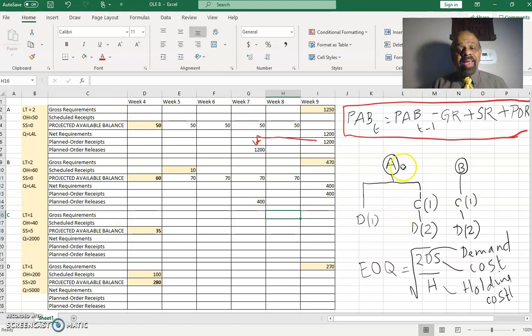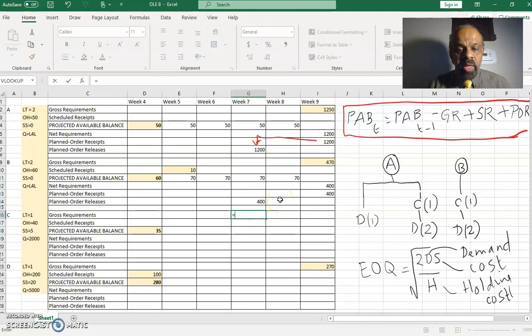So when I buy A, I need to buy C. When I buy B, I need to buy C also. So my gross requirements here would be one of C for each A and one for each B, which will be 1,200 plus 400, which is 1600. This is what I need for my week 7. I need to buy it based on my lead time. We'll come to that in a minute. And I don't have any other requirements.